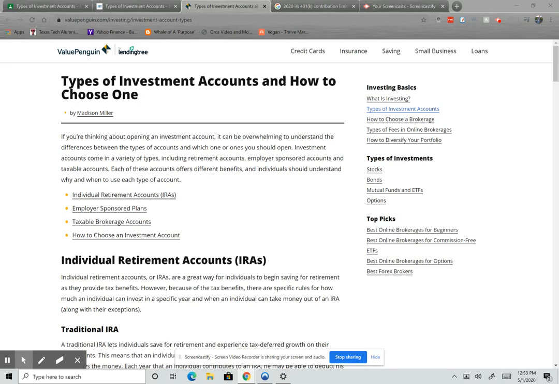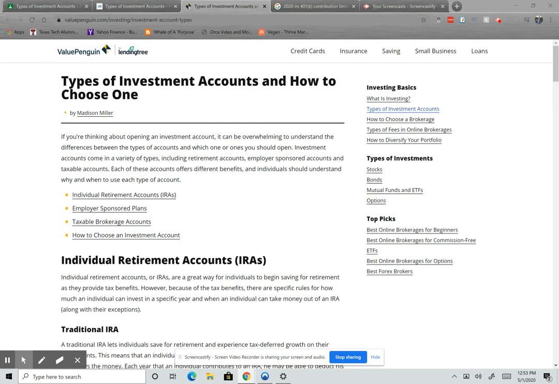I'm only going to really focus on this Value Penguin article, because the other article has one component that I'll hit on after we cover this one. This article is really good at giving you the broad overview of the different types of investment accounts, so you know which one to set up for yourself, and the benefits and drawbacks of each one.